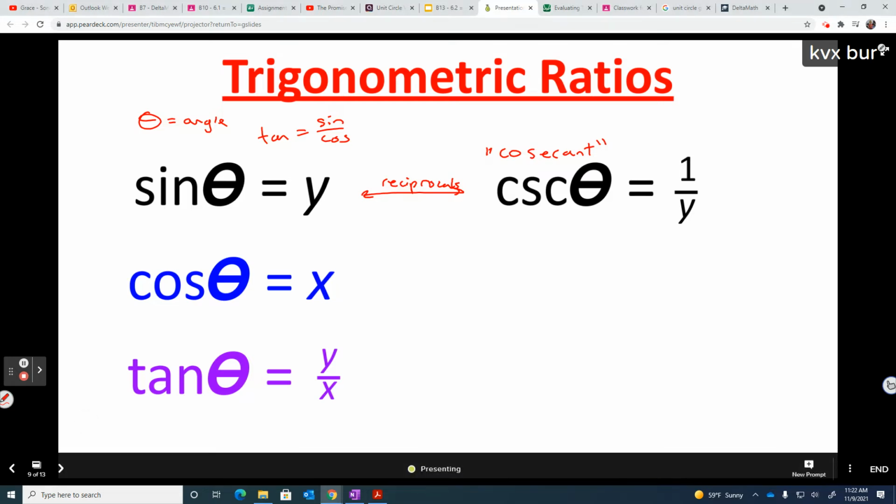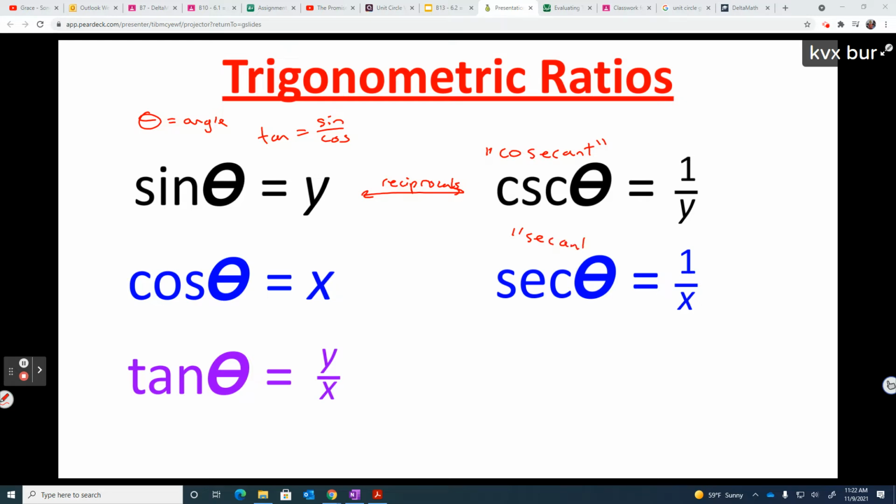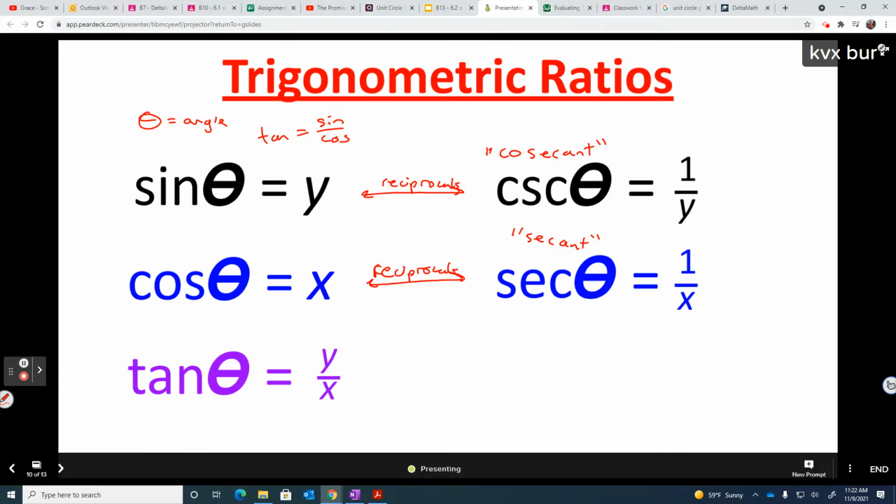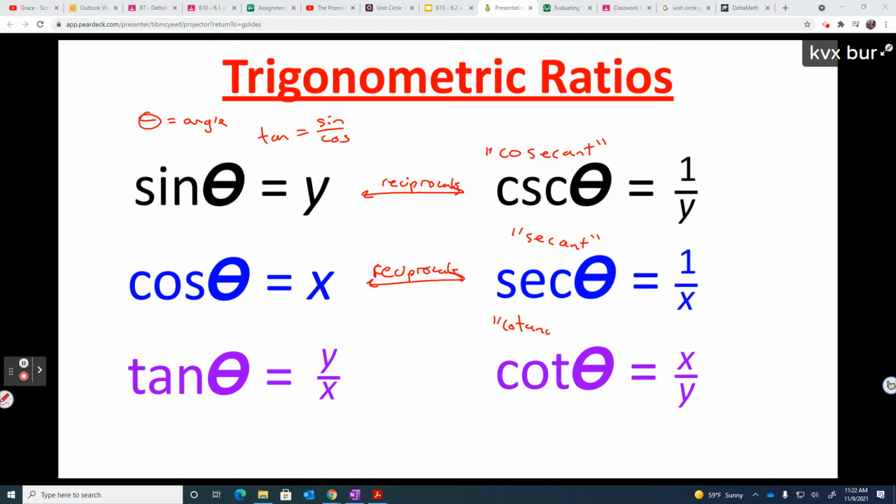Cosine also has a match. Its name is secant. SEC stands for secant. So the secant of theta is 1 over x. So these also are reciprocals. And tangent also gets a match as well. This tangent match is called cotangent. COT stands for cotangent. And you can see these are also reciprocals: tangent is y over x, and cotangent is x over y.